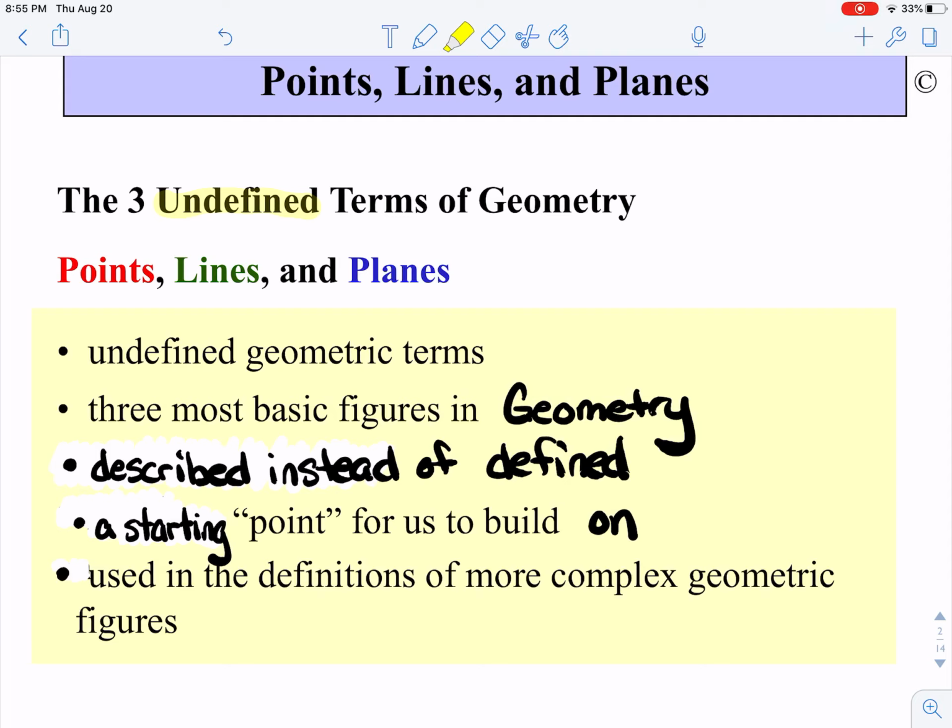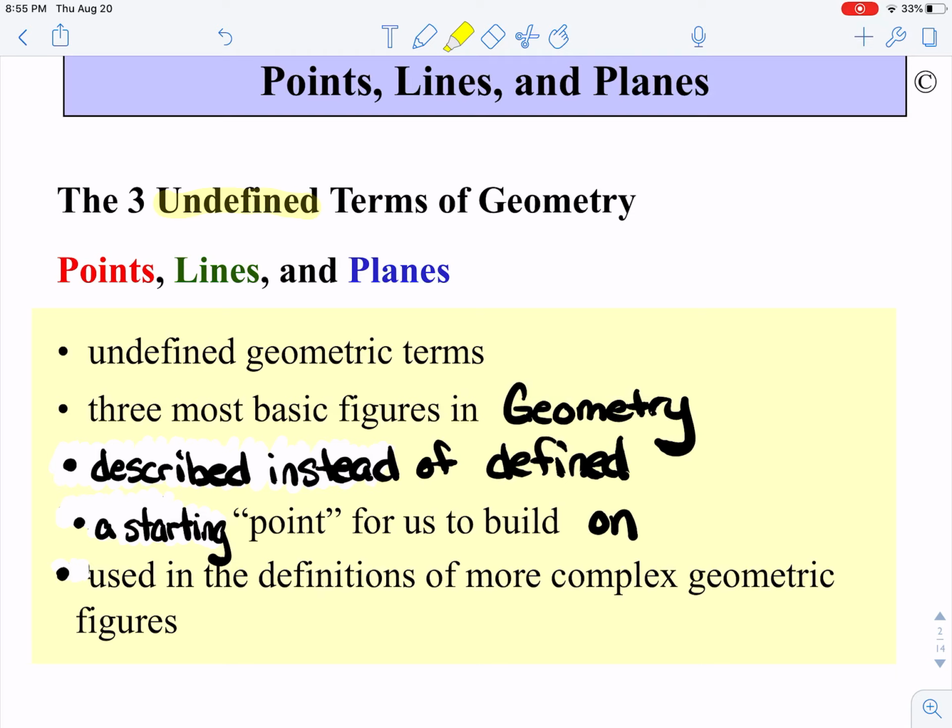The third one is plane, and it's the same thing. No, we're not talking about an airplane. We're talking about a flat surface. Again, it's difficult to describe what it actually is because it goes on forever. The line also goes on forever, and you can't really describe forever. Anyways, those are our three undefined geometric terms.